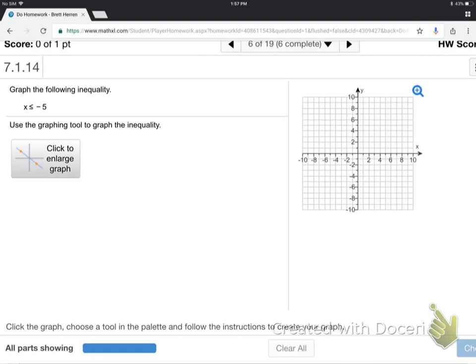Okay. So, I like that color. So let's try that one. Can you graph that one?